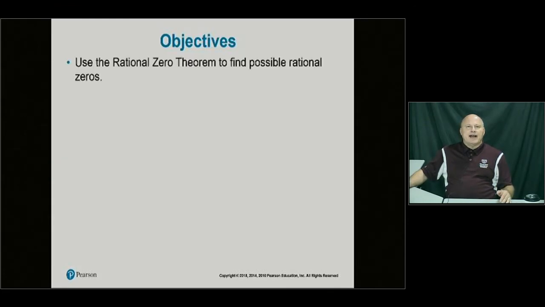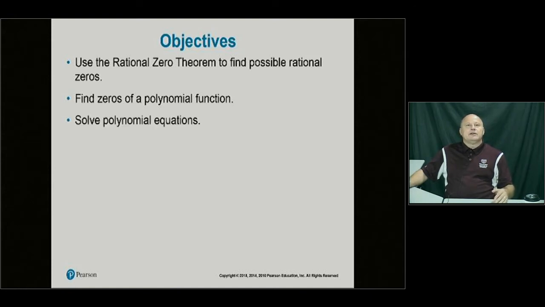First of all, we're going to use the rational zero theorem to find the possible rational zeros. The next thing we're going to do is find the zeros of a polynomial function. You're like, well, that's just a duplicate of the first objective. No, the first objective is just to find the rational zeros. But remember, zeros can be irrational or complex. So the first objective is just to find the rational zeros, if it has any, and the second one is to find the remaining ones, if you will. The third objective is to solve polynomial equations.